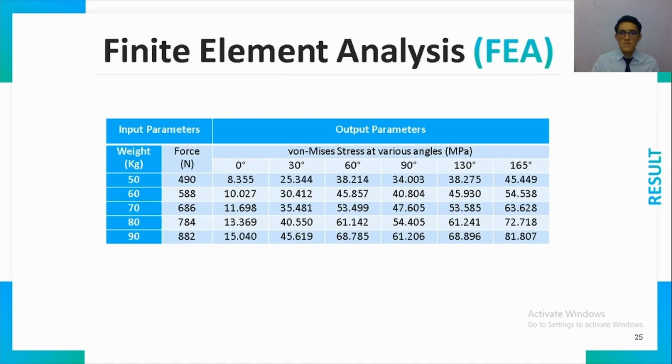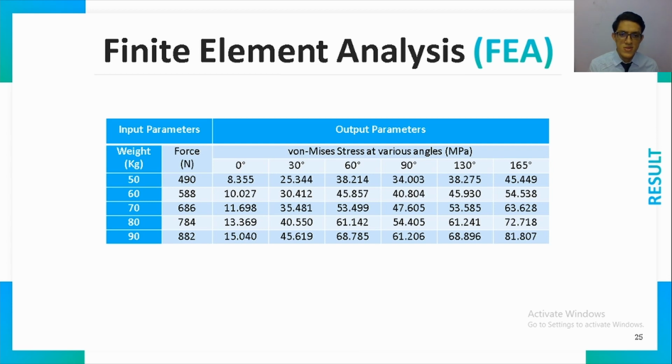For the finite element analysis of the knee prosthesis, analyses were made at various loads from 50 kg to 90 kg and with various angles from 0 degrees to 165 degrees. From the table, at the angle of flexion of 0 degrees, or the standing position, there is the lowest equivalent stress on the knee prosthesis, which only varies from 8.355 to 15.04 MPa. As standing is a natural position, the contact surface is largest among the other angles of flexion.